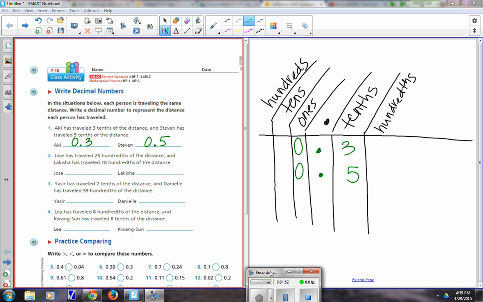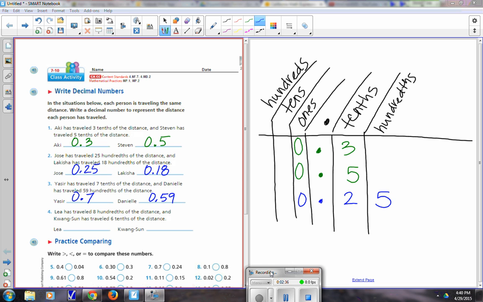So if Jose has traveled 25 hundredths of the distance, remember I said always write the number 25 hundredths. So that last thing that you say needs to be in the place that you need it to be. Decimal point and a placeholder. 25 hundredths. So the same with 18 hundredths. Yazir has traveled 7/10. Danielle has traveled 59 hundredths. Leah has traveled 8 hundredths.